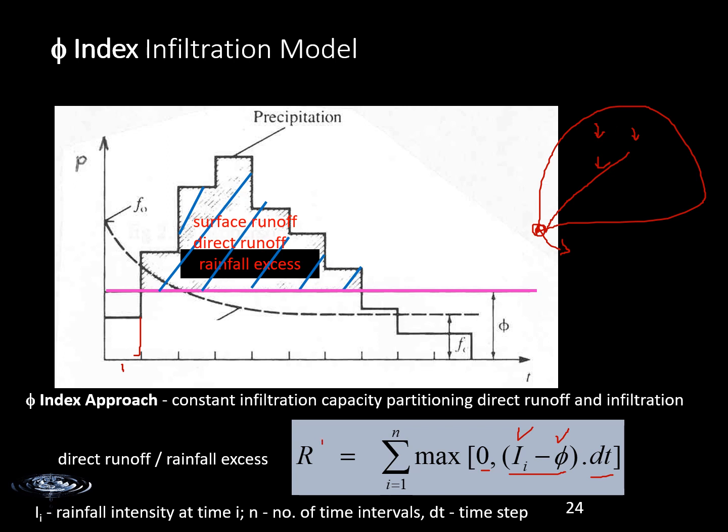Rainfall excess, or the direct runoff, is the amount of rainfall after deducting all the losses and all the infiltration.